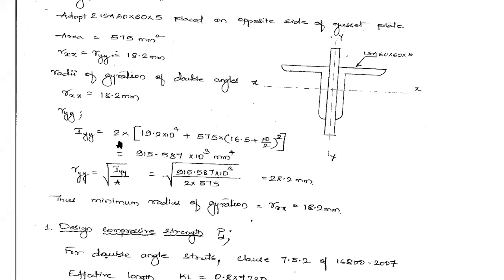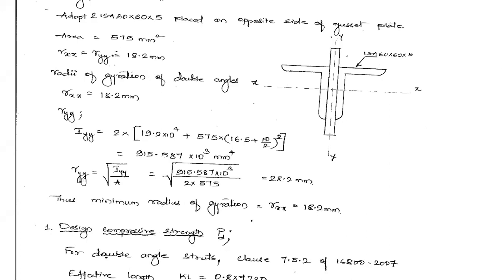When I calculate that on substituting values, I get 915.5 into 10 raised to 3 as the moment of inertia. It is multiplied by 2 because two such angles are there. It is a double angle section. Whatever calculation I showed here was for a single angle. With two angles, multiplied by 2, that will be the contribution of two angles to the moment of inertia about the y axis. Note that rxx about this horizontal axis will remain the same. No change will be there. It will be the same as the single angle section, whereas the moment of inertia about the y axis will change.